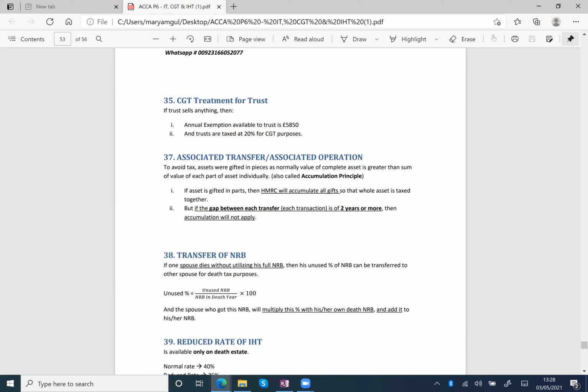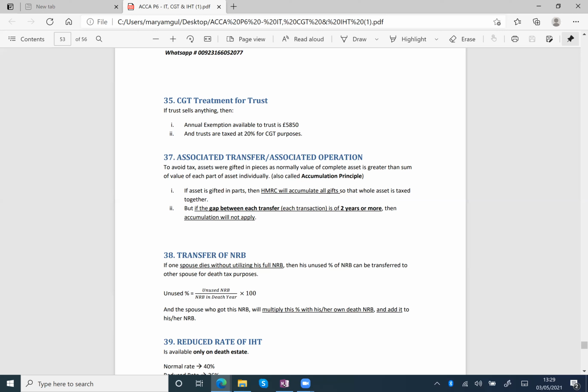But HMRC will never bear this, and HMRC will accumulate battery, cover, everything, all the assets, and total value. They will charge the tax on the total value of the mobile phone. So that's why it is called the accumulation principle rule. Associated operation means the whole value of the asset is taxed together, not on parts. Next, you can see there are 2 points here. If an asset is gifted in parts, then HMRC will accumulate all the gifts. But second point, they will give you some privilege. They will check the gap. If the gap between each transfer, meaning gift, is 2 years or more, then accumulation will not apply.